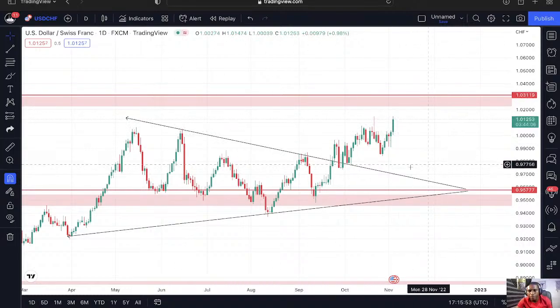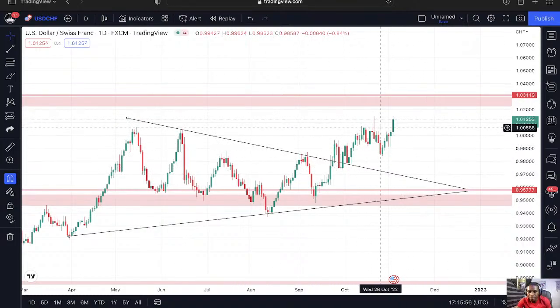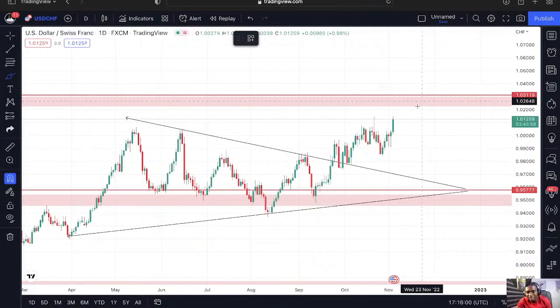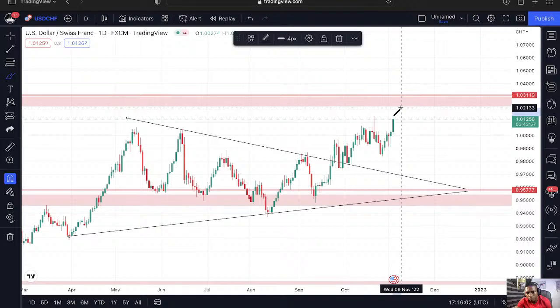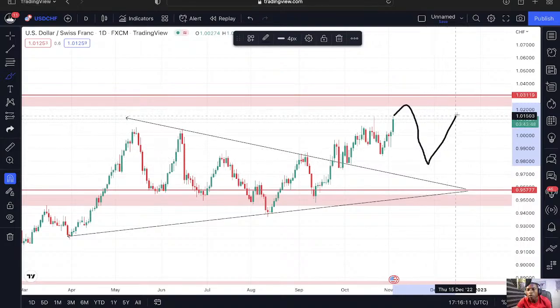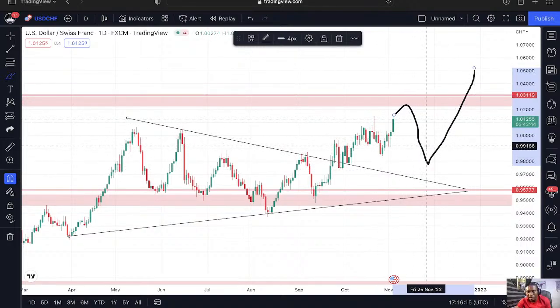So that is why there's a higher possibility that price gets into this level and comes back to the test. Price might come back to the test before going back up. That's what would most likely happen here.